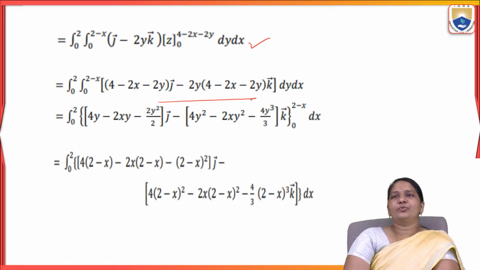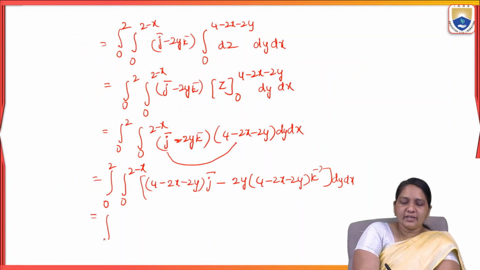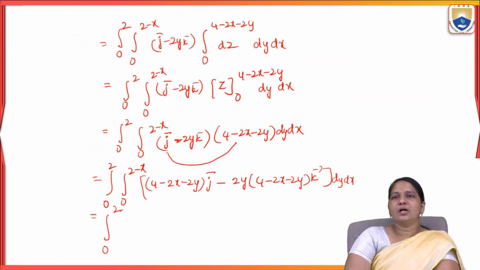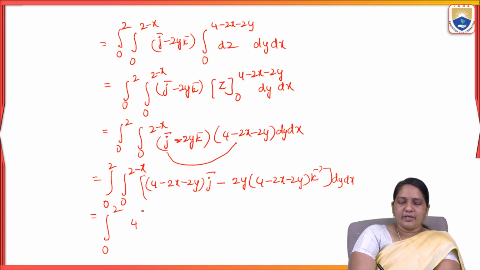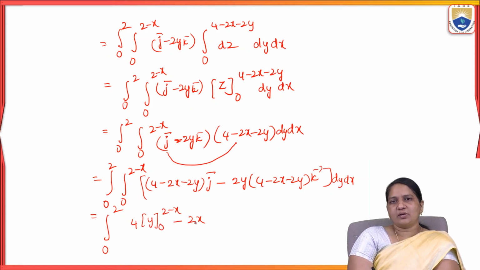Now we are going to do with respect to y, after that with respect to x. So here we can observe integral 0 to 2. First we are doing with respect to y. Integral dy is y, limits are 0 to 2 minus x. Minus 2x is the constant, so integral dy is y, limits are 0 to 2 minus x.